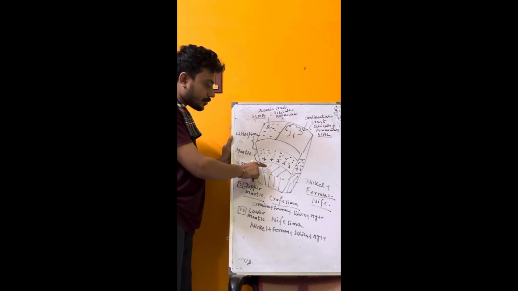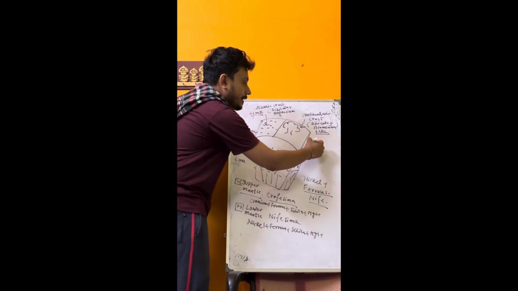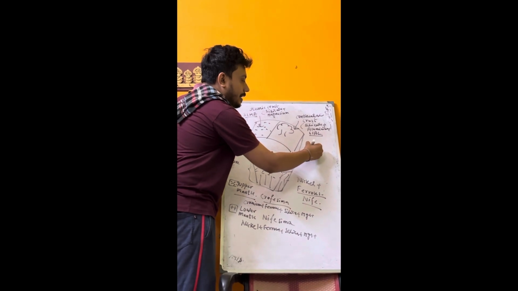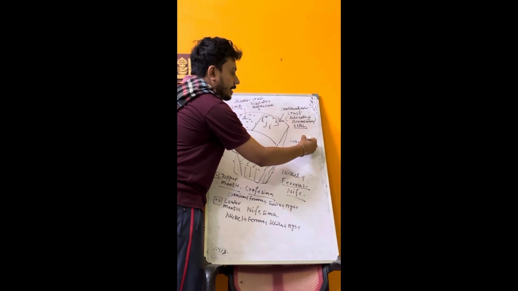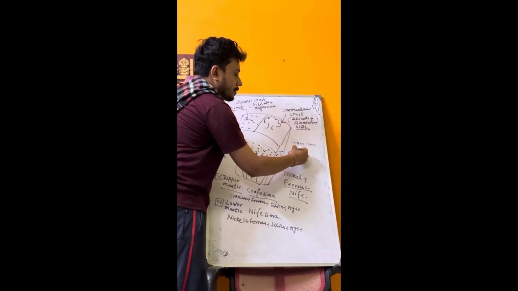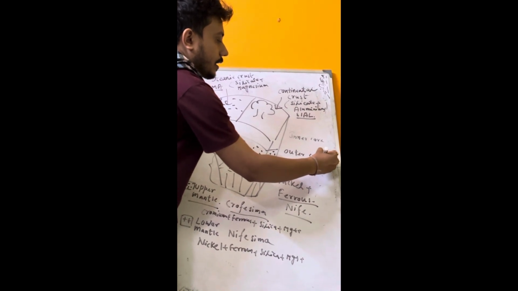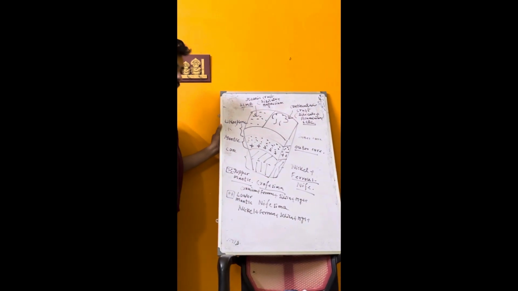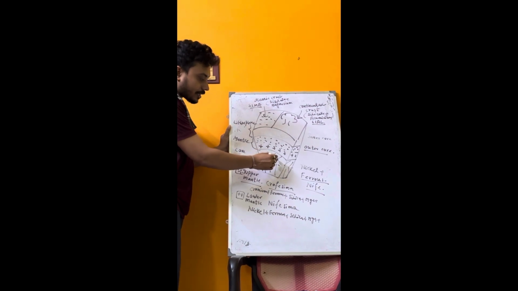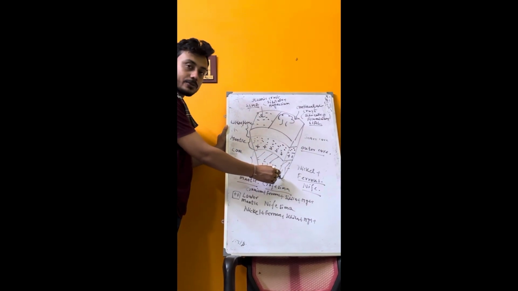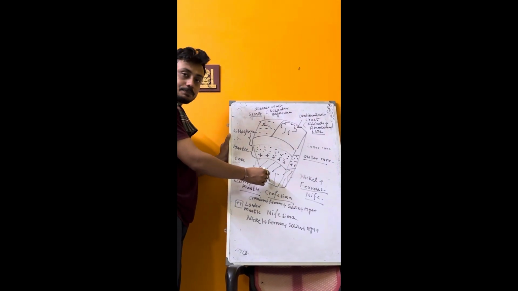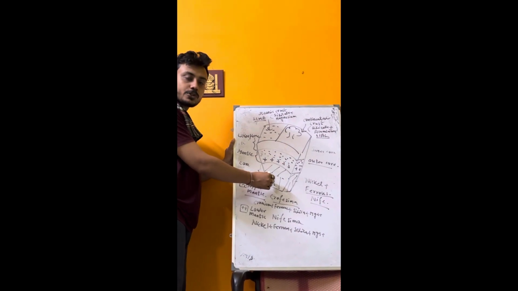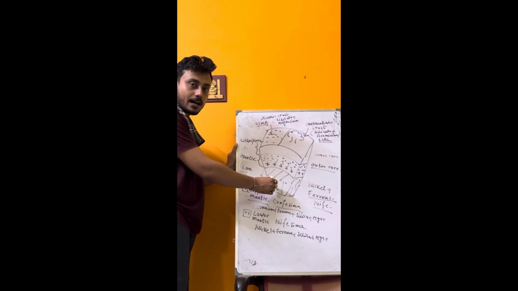Core is also divided into two layers. One is the inner core and another one is the outer core. This is called the outer core, this is called the inner core. So inner core is the deepest layer of our earth.